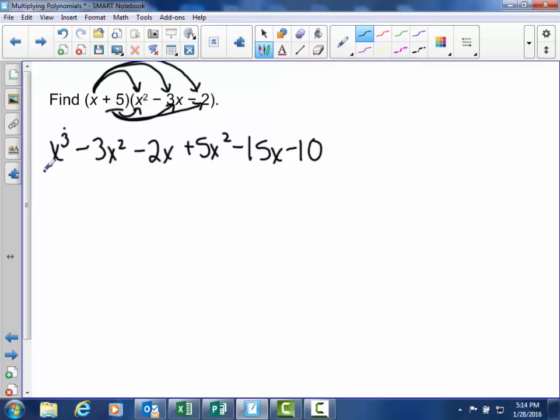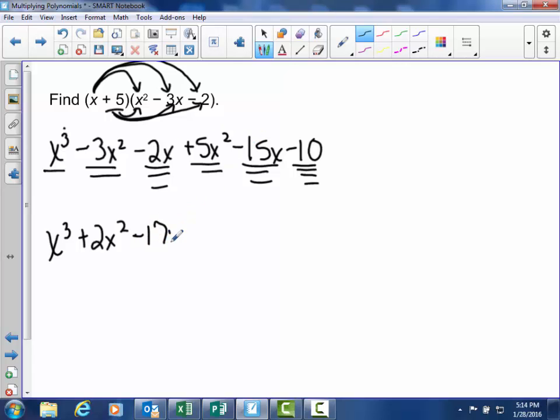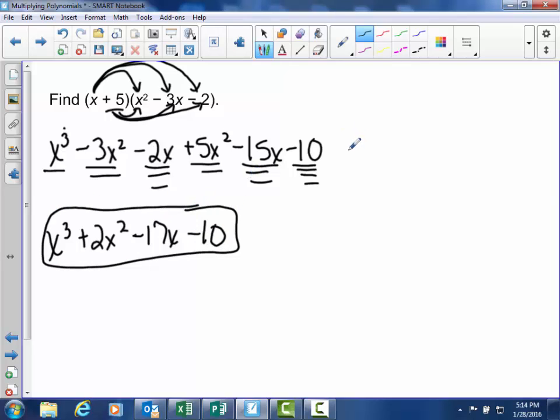Then we look for our like terms. X to the third is the only one. Then we have an x squared and an x squared. We have an x and an x. And then minus 10 is its own thing. So we would have x cubed minus, nope, sorry, it's going to be plus because negative 3 plus 5 will give us positive 2x squared. Then minus 2 minus 15 is going to be minus 17x. And then we just write down the minus 10. Okay, so that's the distributive method of multiplying.